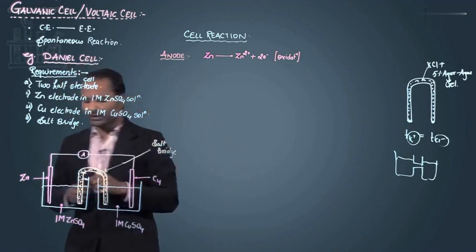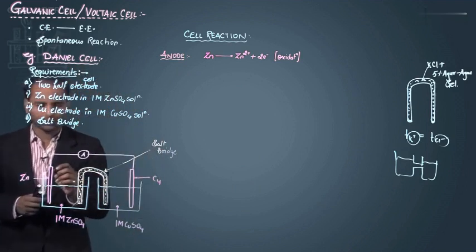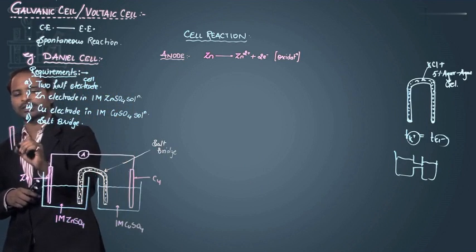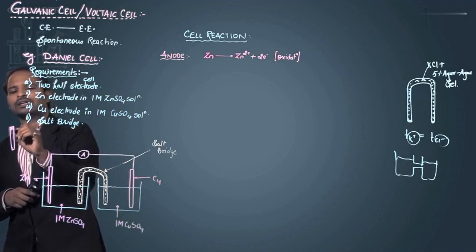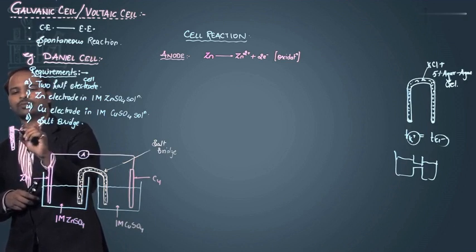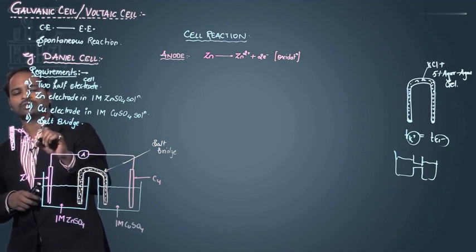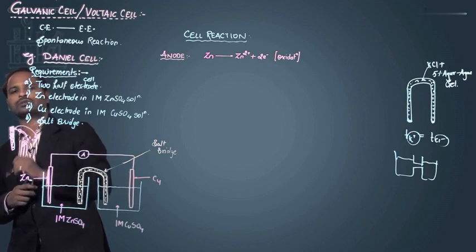So during a reaction, what happened? The zinc electrode contains a large number of zinc atoms. Suppose this is a zinc electrode. It contains a large number of zinc atoms. During a reaction, one zinc atom comes outside, undergoes oxidation and gets converted into a zinc ion, and during oxidation it loses electrons also. That zinc ion gets mixed with the solution, but what about the electron? The electron gets deposited or remains on the electrode.